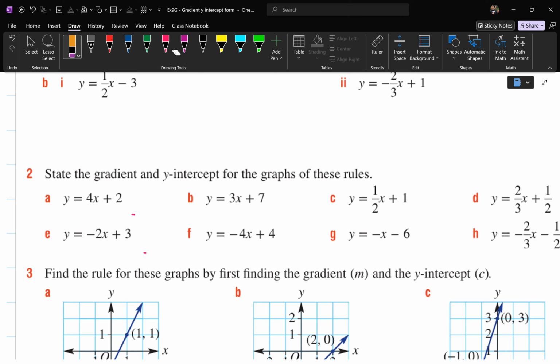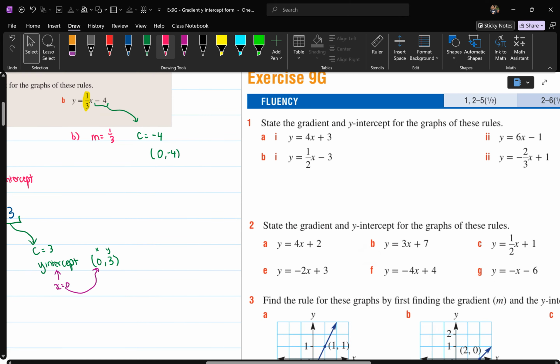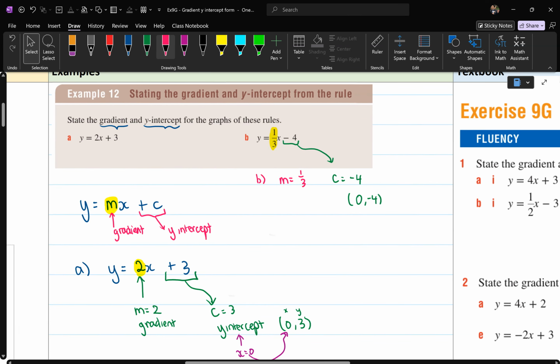So that's the first skill for example 12. That's what you want to learn. I'll make another video for the next example. Okay?